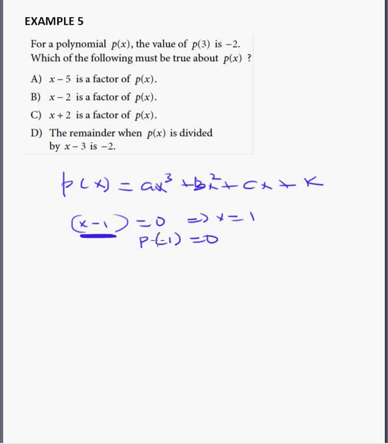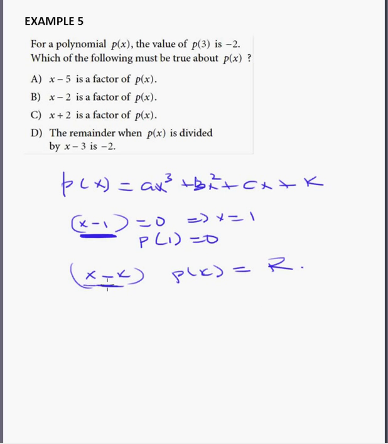That means p(1) will be equal to 0, and I'm not going to get any remainder. But if I have x minus k and it is not a factor, then p(k) will give me a remainder. That is what it means.